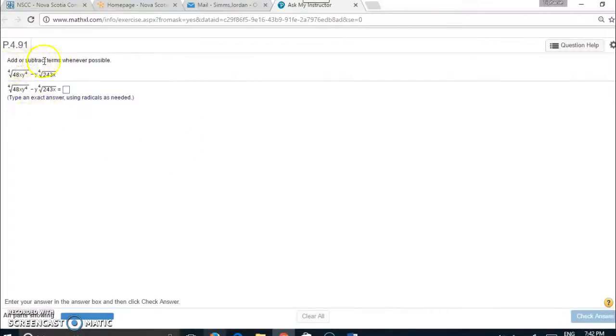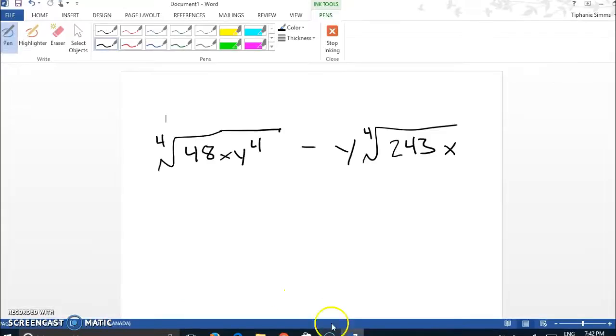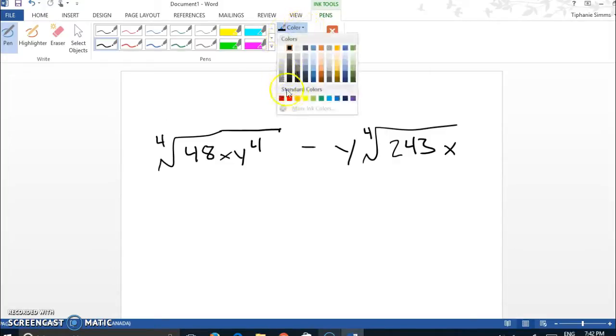We have to add or subtract terms whenever possible. We have the fourth root of 48 times x, y to the fourth, minus y times the fourth root of 243x. And check this out, in blue brackets, they always tell you what they expect for an answer, and they want an exact answer using radicals as needed. So that tells us that we can't just blast this into a calculator, obviously. We have to put this in simplified radical notation.